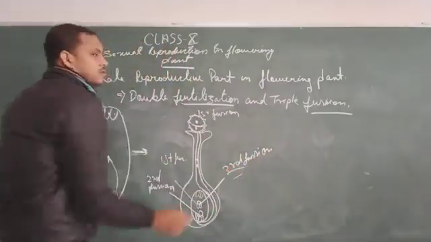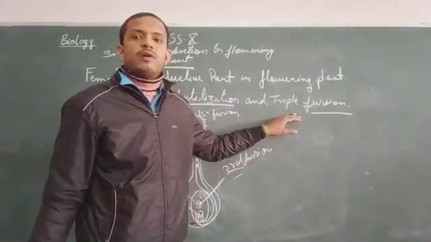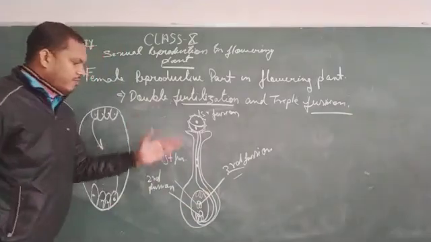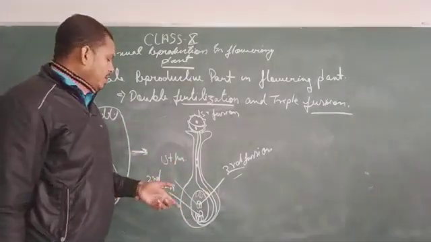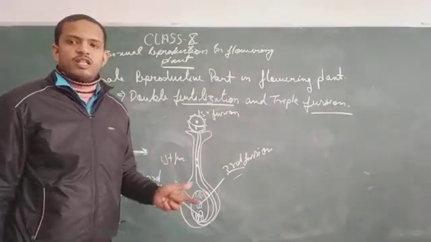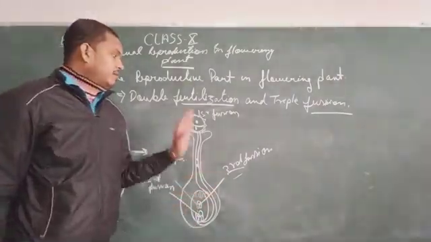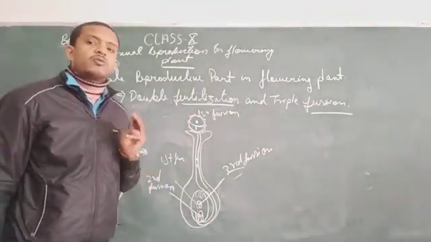Did you get the concept of why it is triple fusion? This is the reason why it is known as triple fusion. First, the polar nuclei fuse: first fusion. Second, the generative gamete fuses with the egg cell. Third, the vegetative gamete fuses with the polar central nucleus. This is your triple fusion.